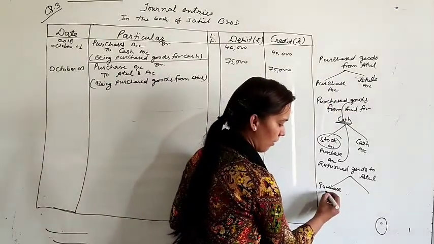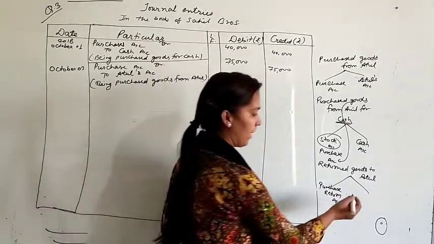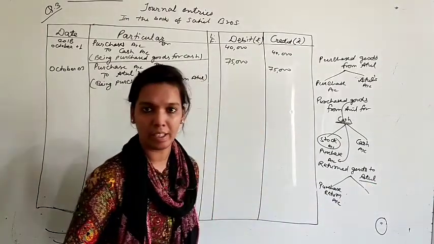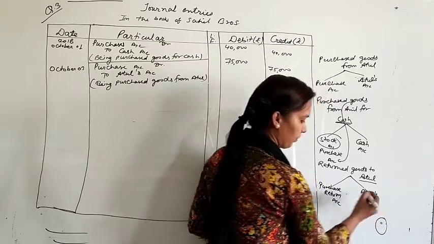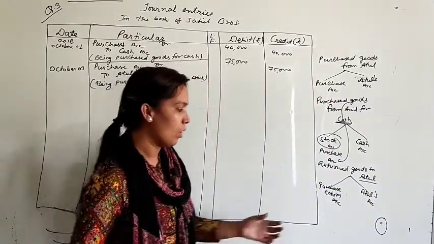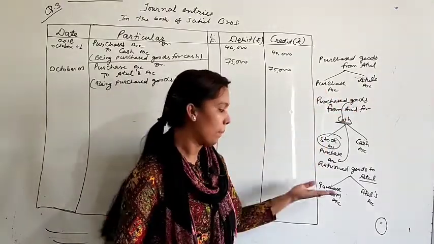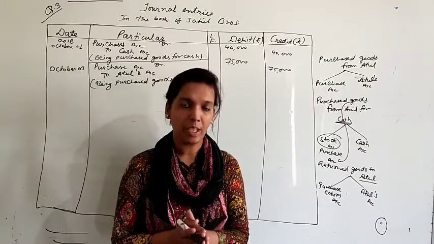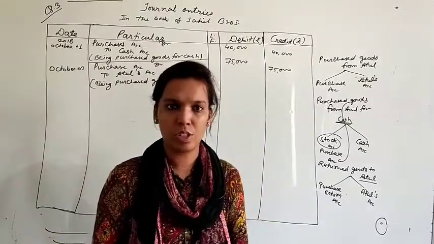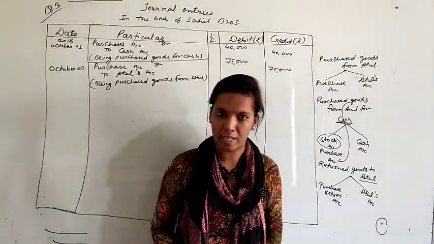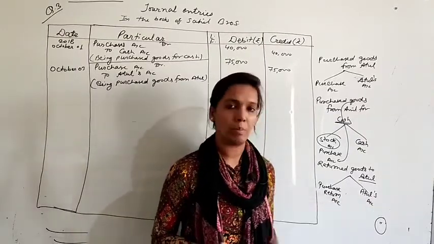So the first account that will be affected is the purchase return account. Second, to whom you are returning, that is Atul, so the second account will be Atul's account. Clear? Now just see, purchase is expense for you, that's why we debit purchase account, but purchase return is income for you. Because we are purchasing goods, but maybe due to disadvantages of the goods, or maybe it is not according to the quality, we are returning the goods. So that is income for us, so it will be credited and Atul will be debited.